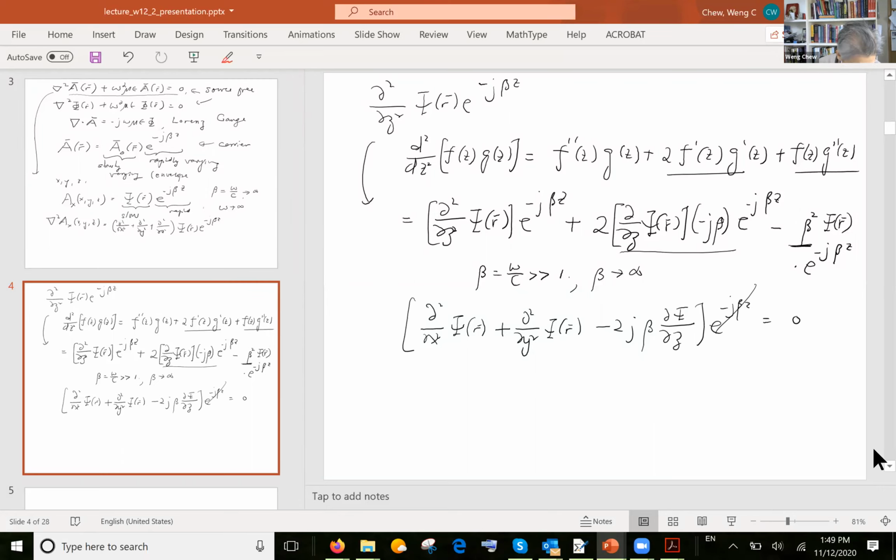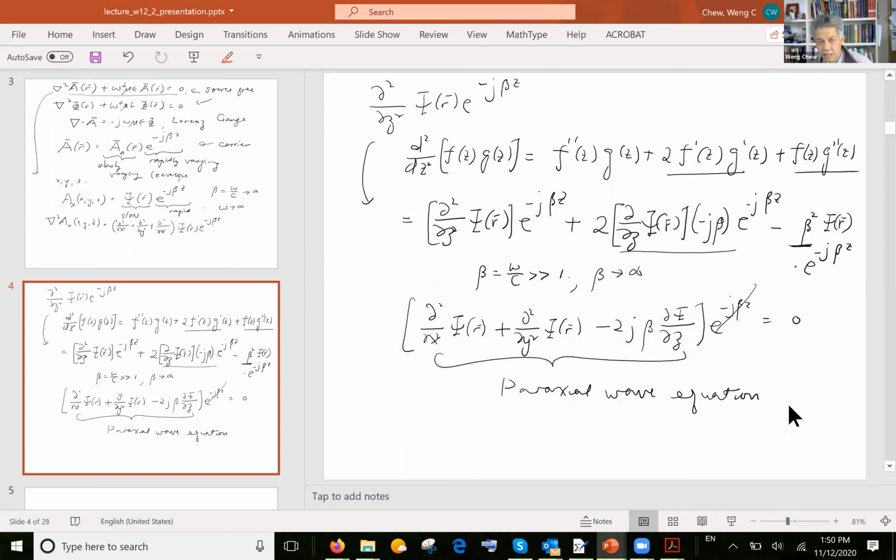And now I have an equation for the slowly varying part of the function. This equation is called the paraxial wave equation. Okay, it is derived by assuming that beta is very large compared to the other variation. And this is how you should have this. Okay, any questions so far?